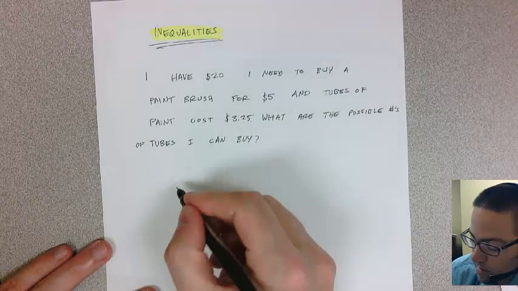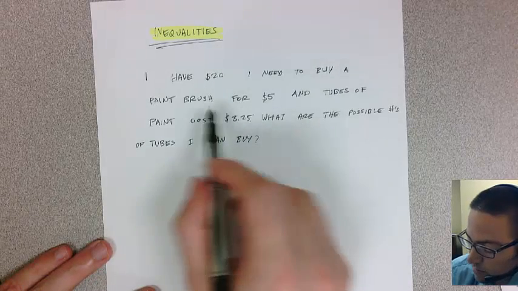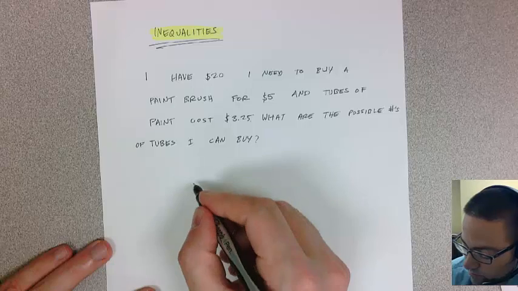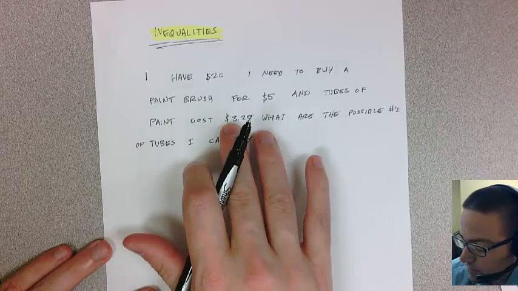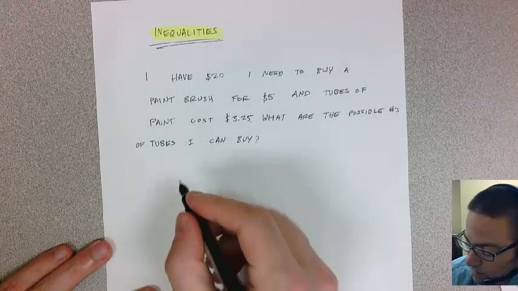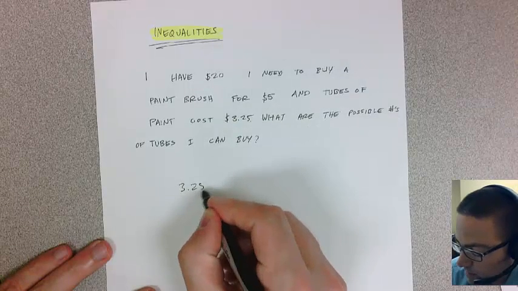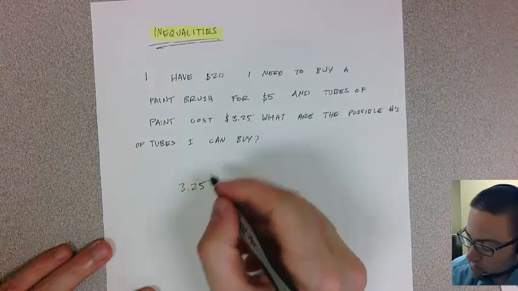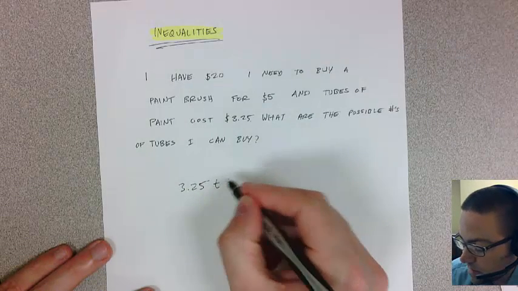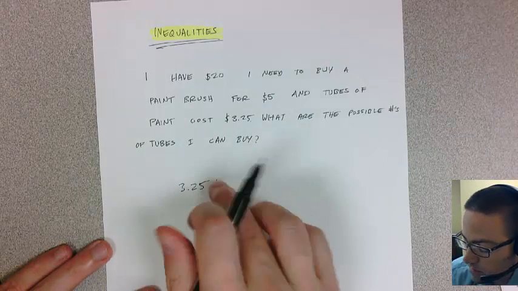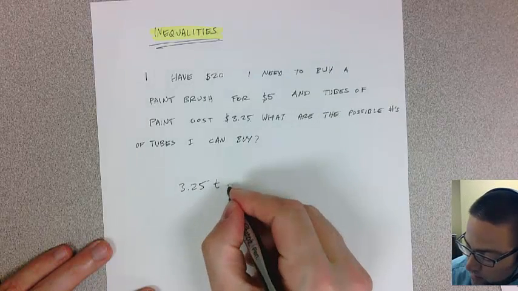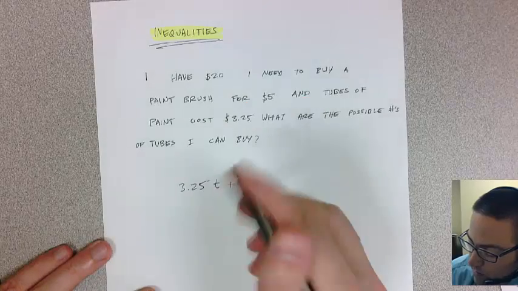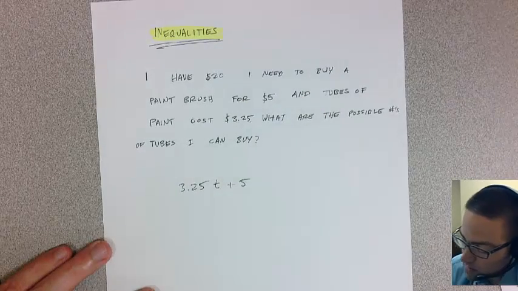You have $20 in your pocket, so you're going to have to buy a paintbrush that costs $5, right? And then the paint costs $3.25 per tube, so this is going to be $3.25 times the number of tubes. Let's just use a variable. How about t? So $3.25 times t is the cost for the tubes of paint, and then the cost for the paintbrush is $5, right?